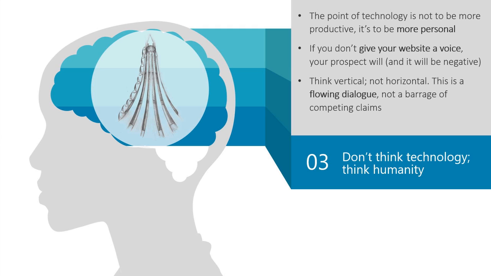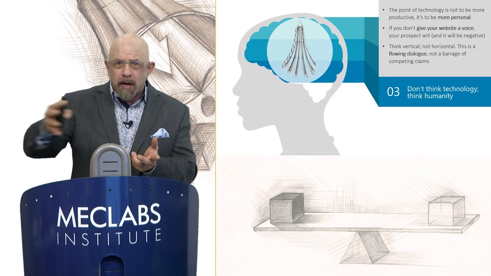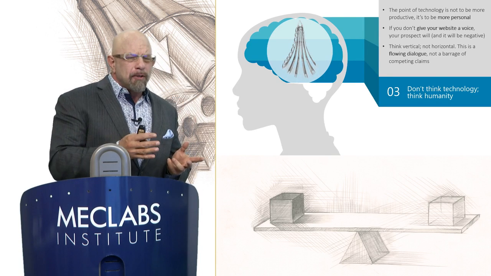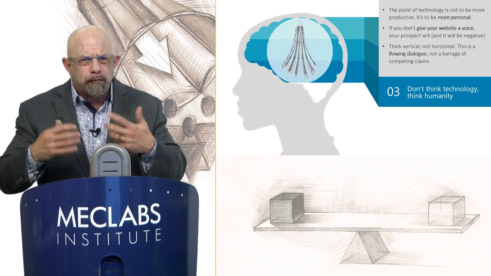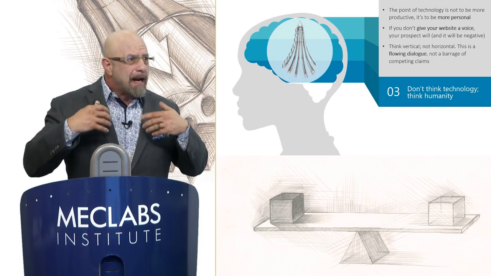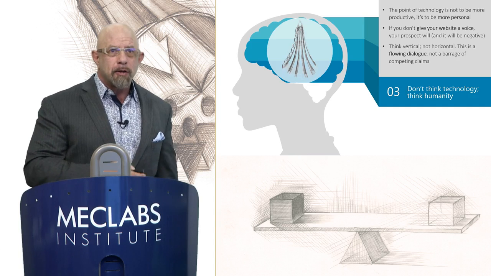Here's another point. Think vertical, not horizontal. This is a flowing dialogue, not a barrage of competing claims. And when you lay your pages out horizontally, you lay them out in a way that is difficult for people to follow and understand. It needs to flow like the mind, vertically. Let's look at an example.